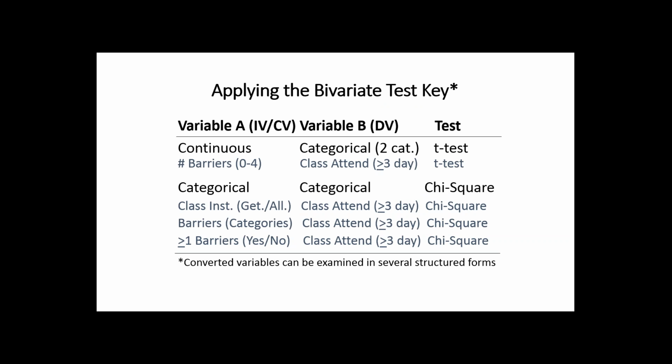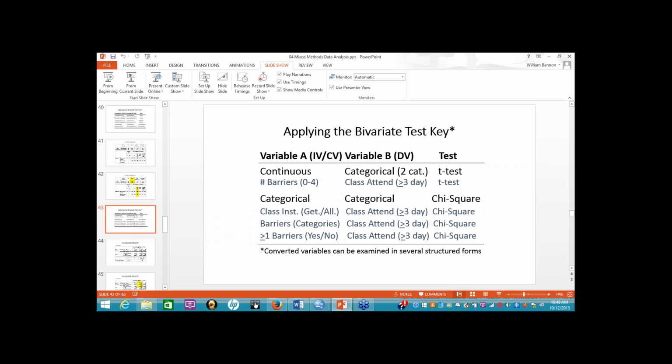Right, now, we also want to look at the same thing regarding when we divided our dependent variable into 3 days a week or more. Right, so fewer tests here. But if we look at the bivariate test key, when we have a continuous predictor, like barriers 0 to 4, and we're comparing it to a dichotomous dependent variable, we would use a t-test. And when we have a categorical predictor and a dichotomous outcome, we would use a chi-square, right? So go ahead and do that really fast.